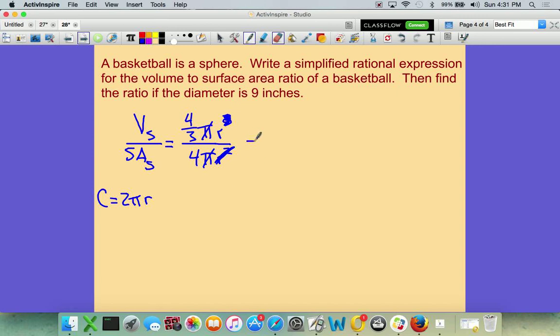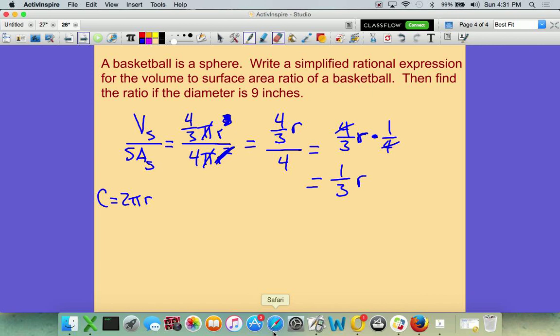So what we have is 4/3 r divided by 4. Well, we have a fraction in a fraction, so then we have to take 4/3 r times the reciprocal of the bottom. So that would be a 1/4. Well, then these 4's cancel out. Our answer is 1/3 r.